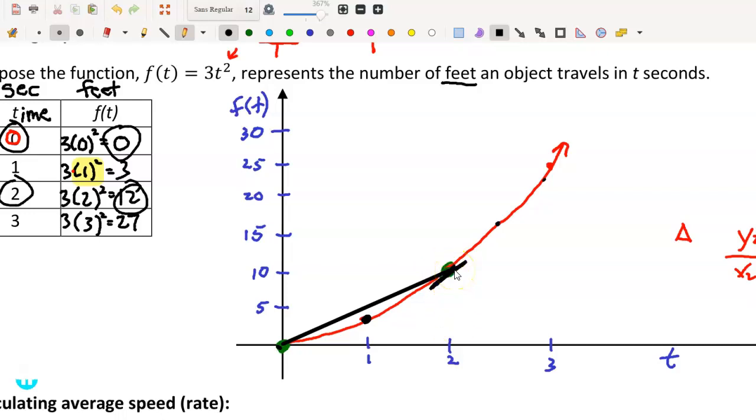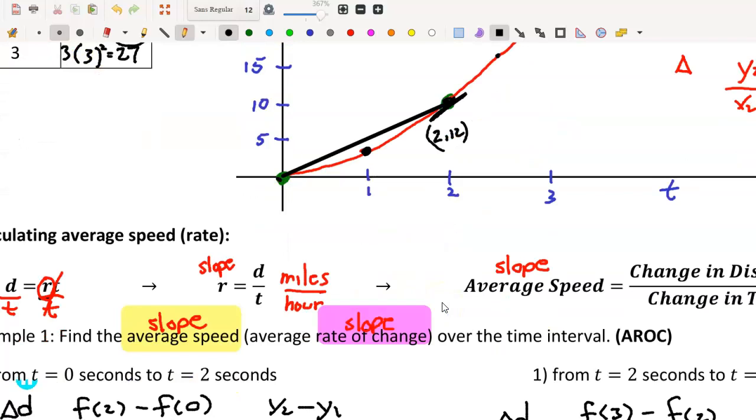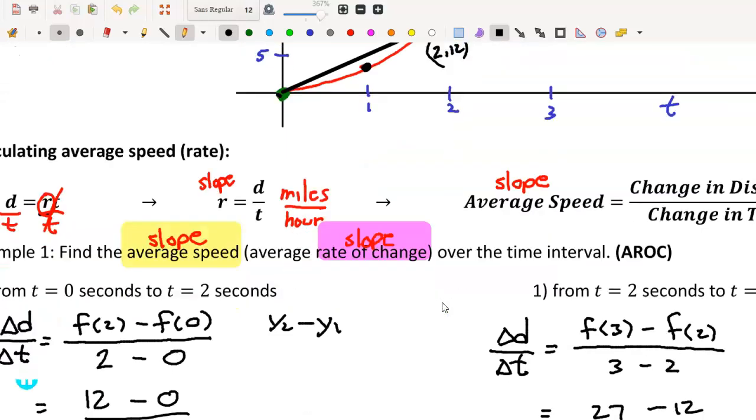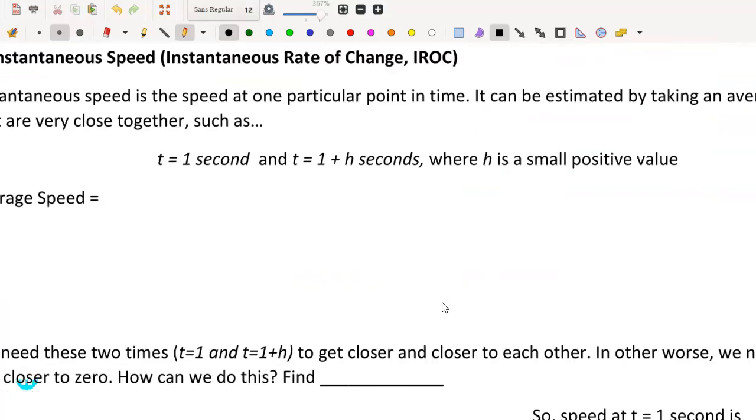Because the only mechanism we have to find speed or rate is slope, and slope requires 2 points. So how do I find the exact speed at 2, like this would be 2, 12, if I only have 1 point? If I don't have more than 1 point, how do I do this? So this is where calculus kind of begins. We call this instantaneous speed.